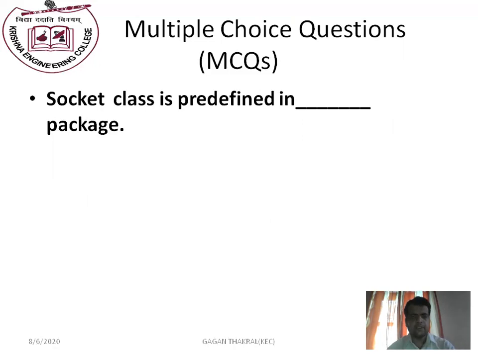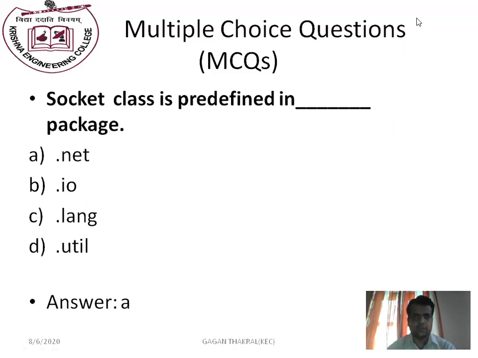Socket class is predefined in which package? Options are A net, B io package, C lang package, and D util package. Answer is A. Socket class is predefined in the net package.